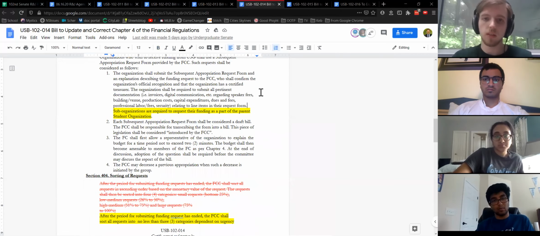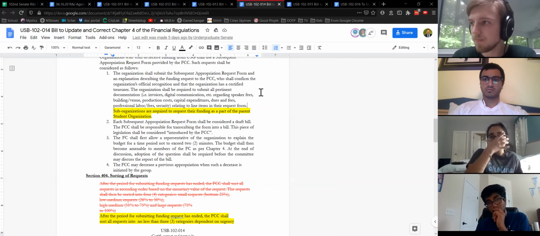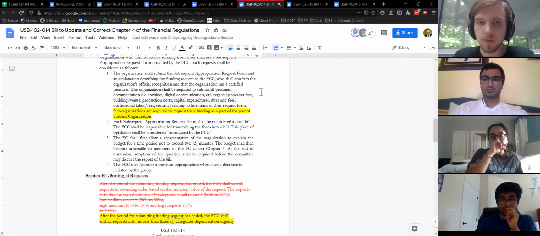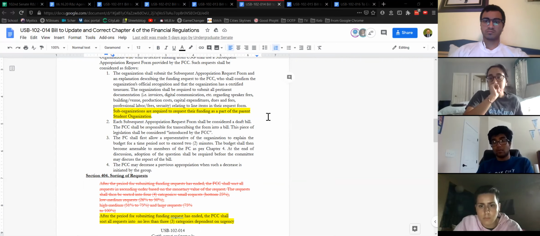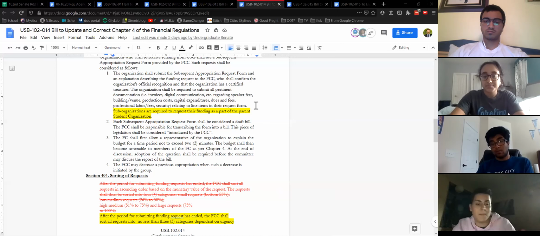I'll offer an amendment to say requests for funding must comply with the following rules, or something like that. Yeah, I agree. I'm not quite there. I'll second your amendment.